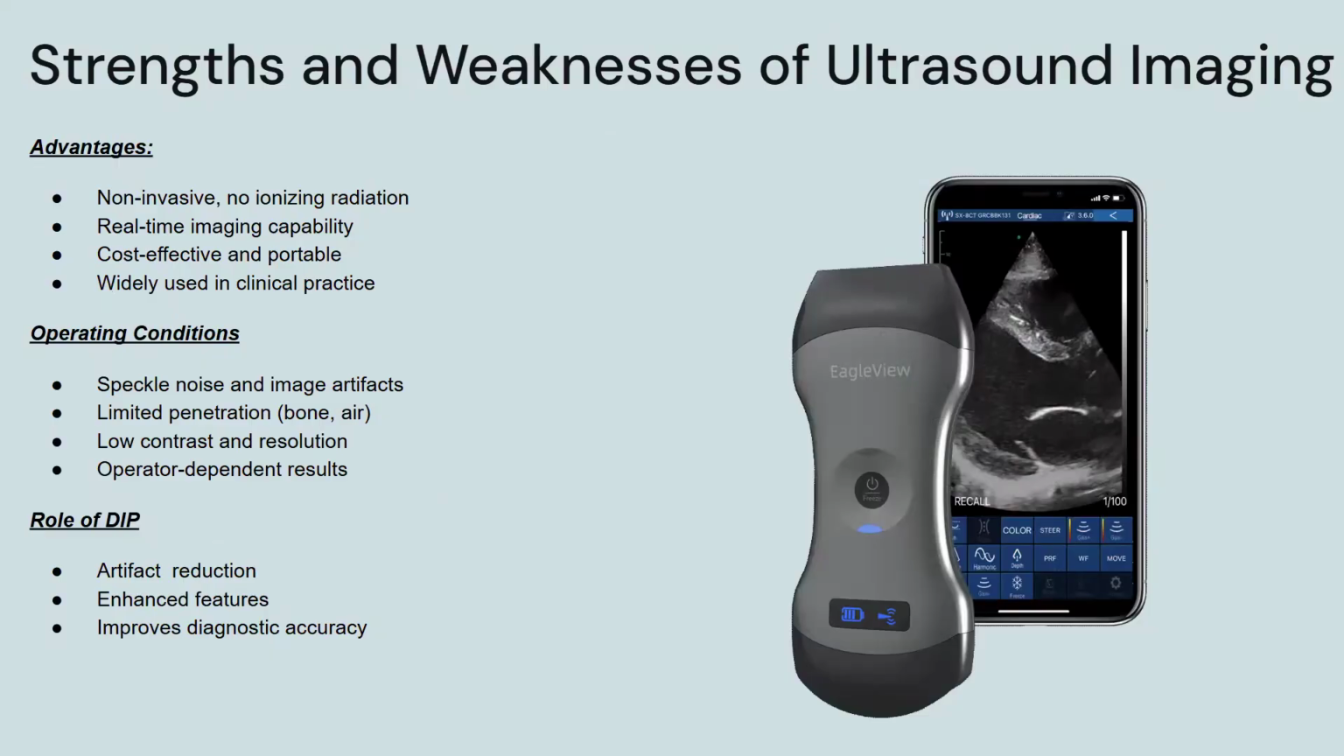Advantages and limitations. Ultrasound has several key advantages, including being non-invasive, cost-effective, and capable of real-time imaging. It is also safe because of the lack of ionizing radiation. However, there are also very important key limitations. The image quality is often degraded by noise and artifacts such as speckle, and ultrasound has limited penetration through bone and air. In addition, image quality can heavily depend on the operator. Digital image processing is used to address these limitations by reducing noise, enhancing contrast, and improving visibility of important features, which leads to a much better diagnosis.